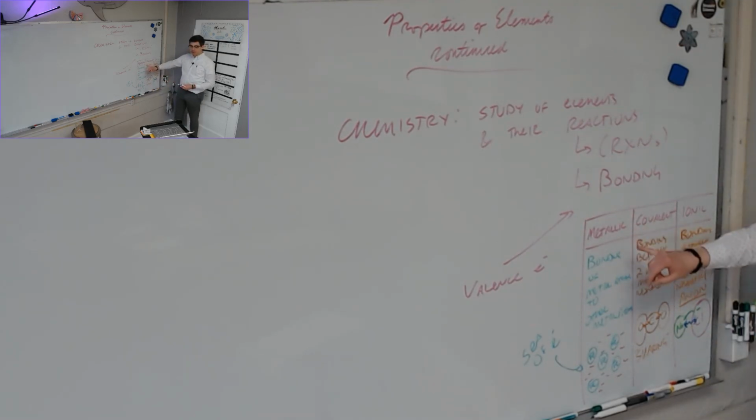These are the 3 kinds of bonding. Metallic, which is between metals, covalent, which is between 2 or more nonmetals, and ionic, which is between a metal and a nonmetal. Do you have questions about those 3 things?